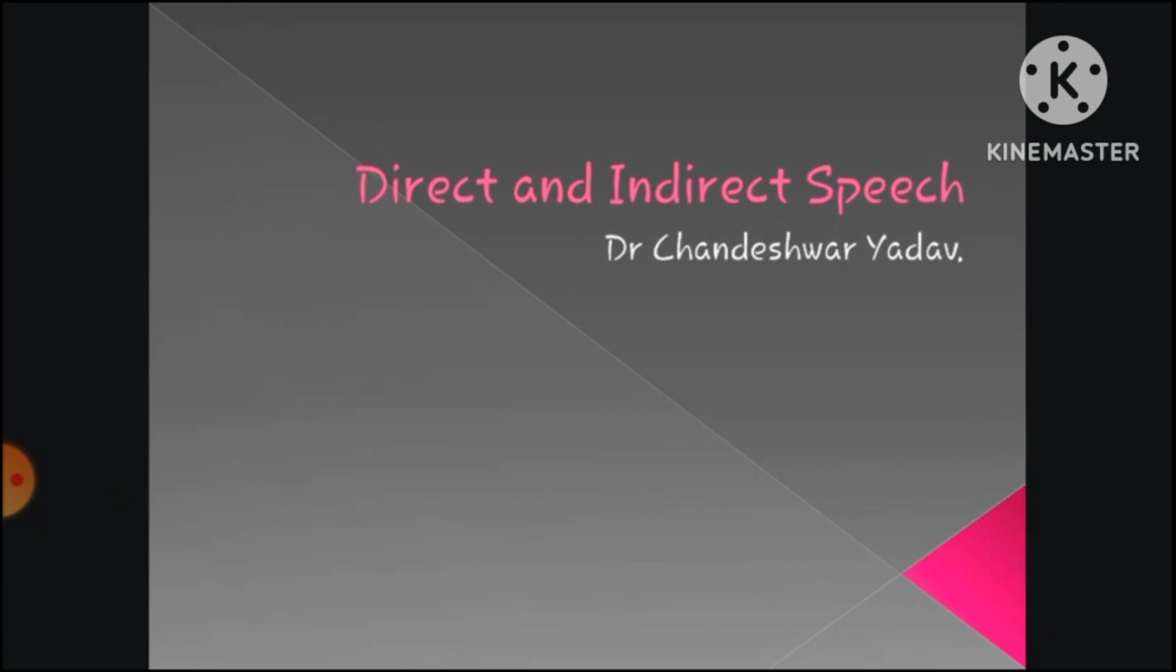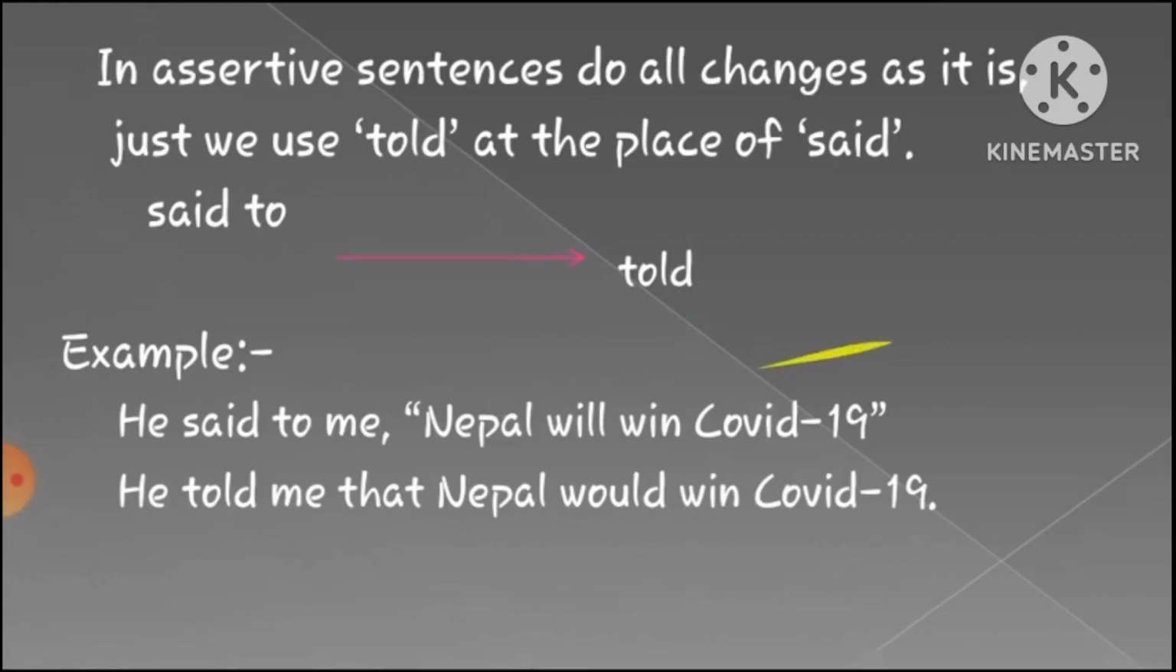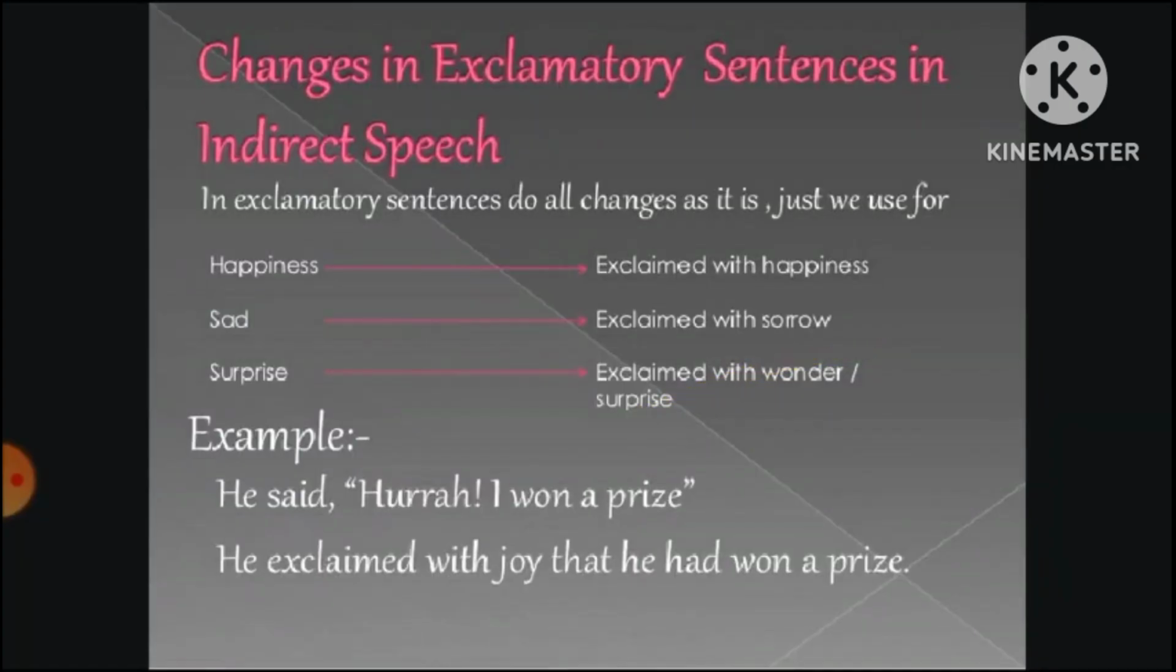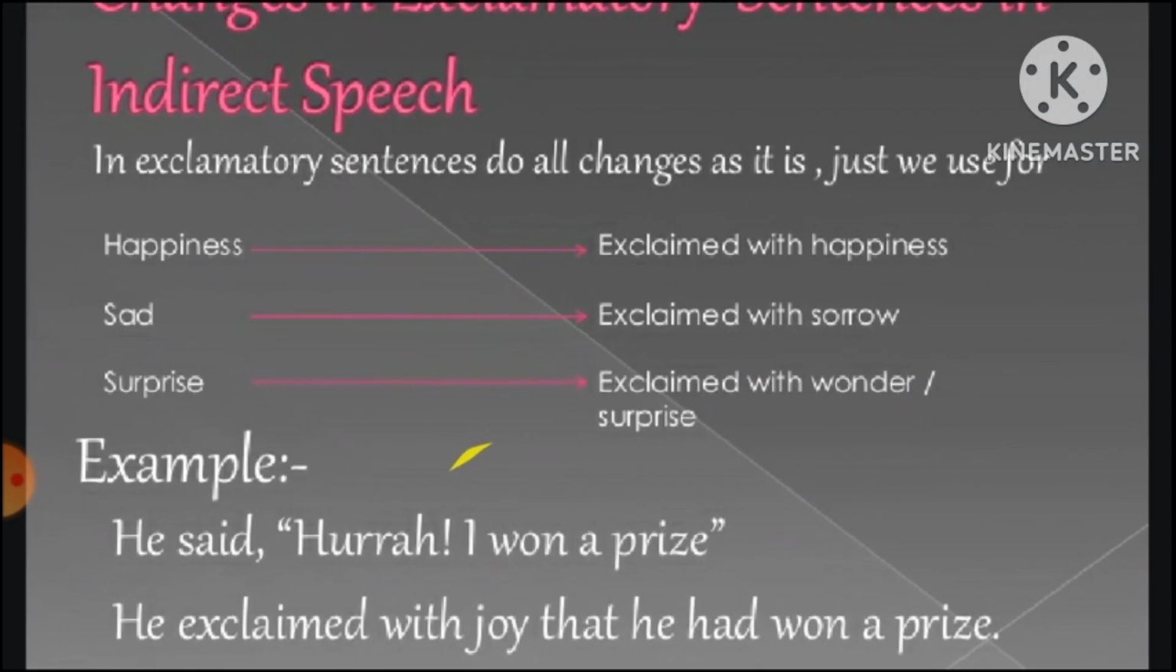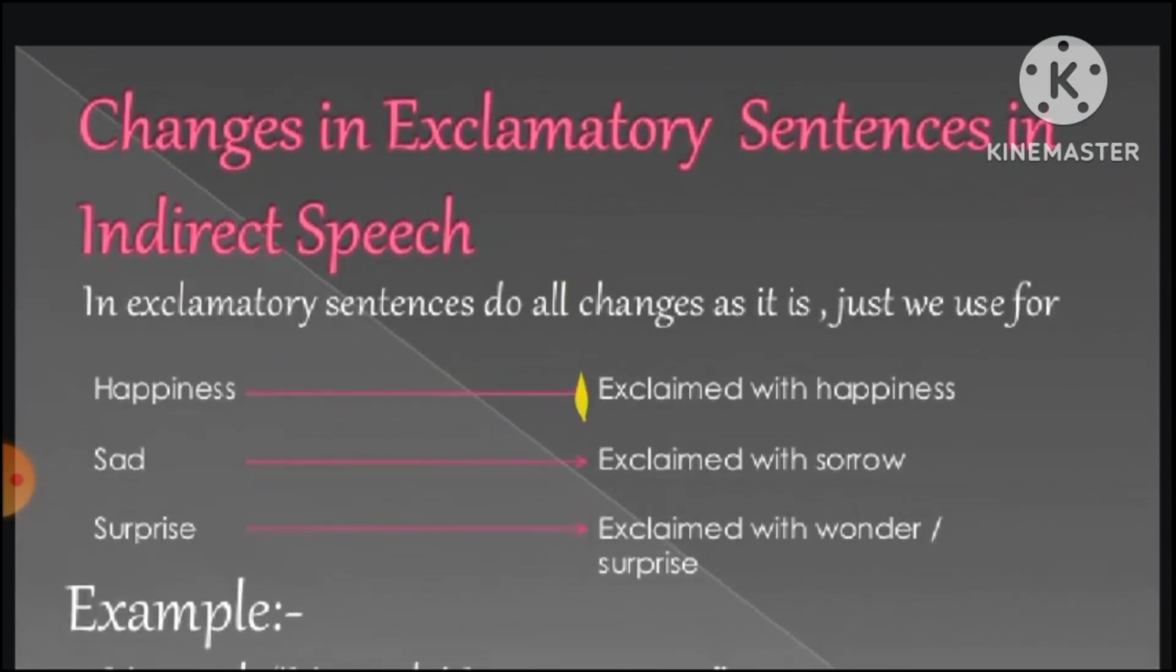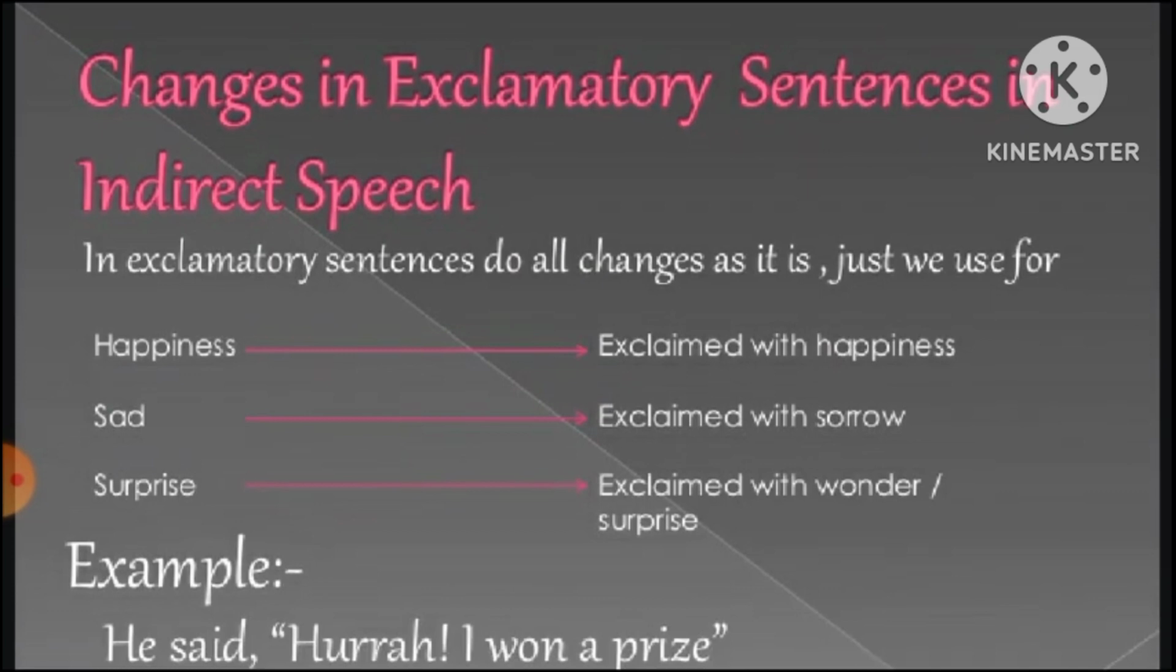With English subject. Dear students, so now let's talk about another type of sentence, and this another type of sentence is exclamatory sentence, or changes in exclamatory sentence in indirect speech. So whenever changing exclamatory sentence into indirect speech, then what you should do, try to listen carefully.